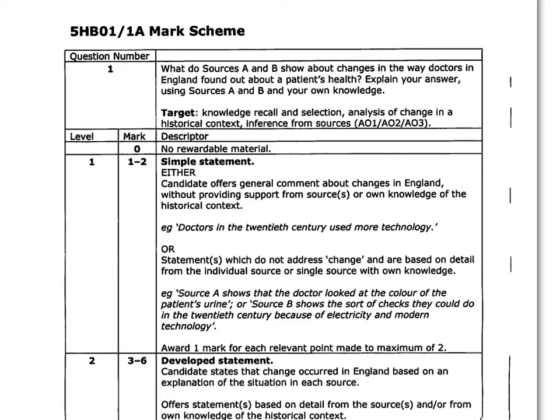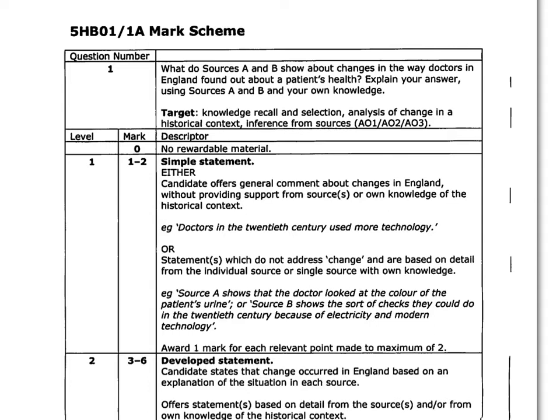Now, obviously, initially your job is to read that question once, then read it a second time, identifying the key parts of the question that drive the task that you have to do. What do sources A and B show? So you're going to have to deal with both of those sources. Therefore, at least it's going to require 2 paragraphs. There's 8 marks, so developed writing is required.